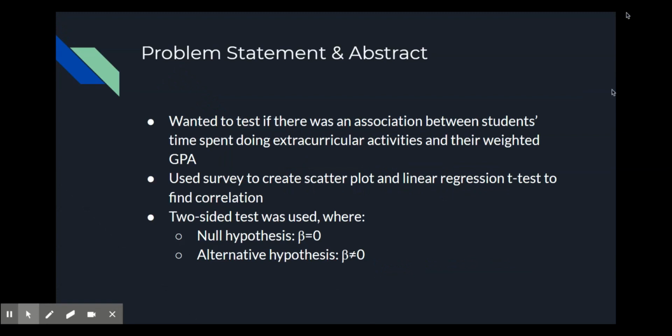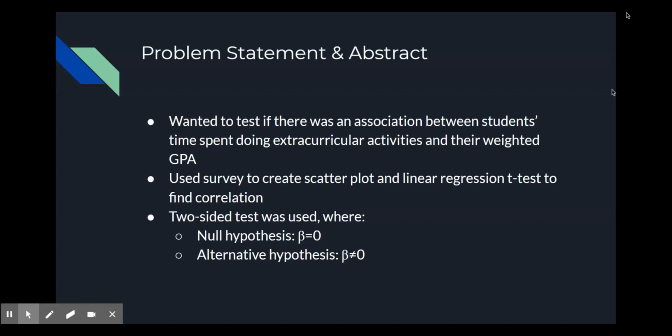for the data. The scatter plot didn't appear to show any relationship, so we conducted a two-sided linear regression t-test to confirm if there was an association, if there was any correlation between the number of hours of extracurricular activities and a person's GPA. Our null hypothesis is beta equals 0, and our alternative hypothesis is beta does not equal 0. We chose this hypothesis because we wanted to test if there was a correlation between these two events.